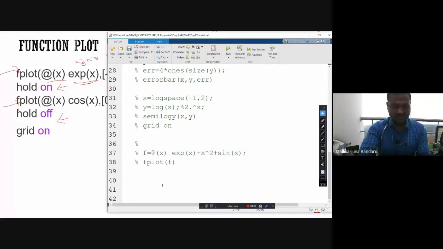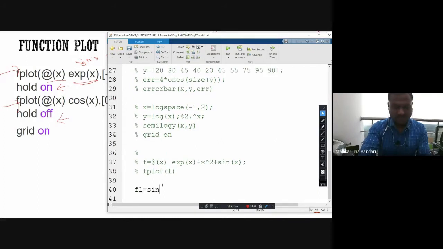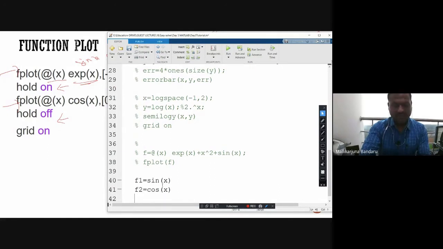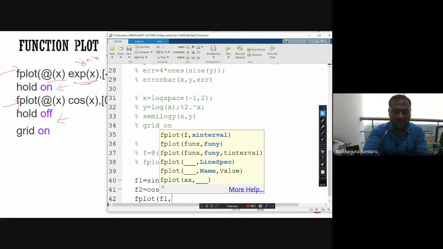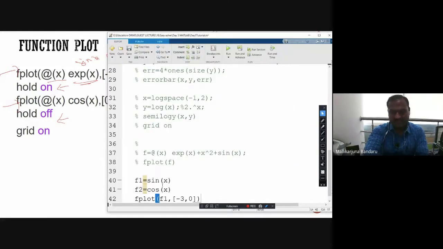See, suppose f1 is equal to sin x and f2 is equal to cos x. Okay, then fplot f1. Let us give the restriction for x values, -3 to 0, it has to appear. So that's why it is like this. Actually, the function expression we have not given properly, right? Yeah, because the anonymous expression is like this.